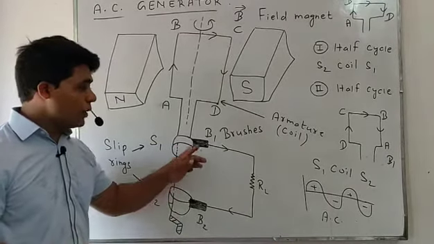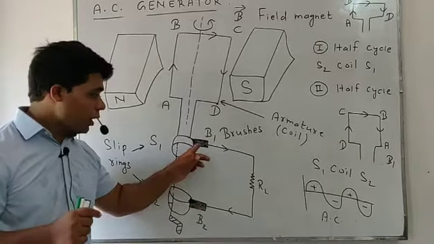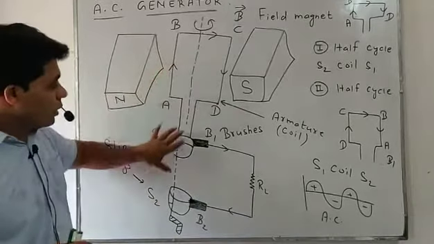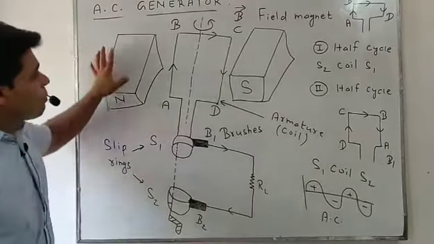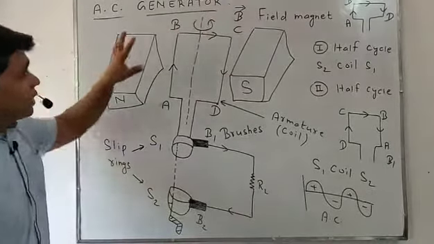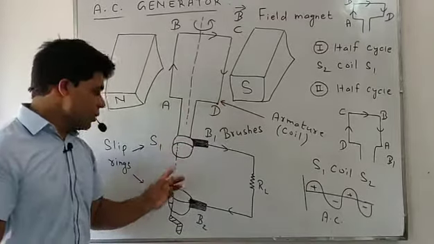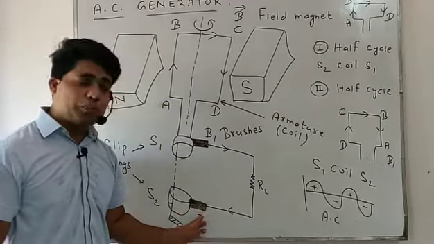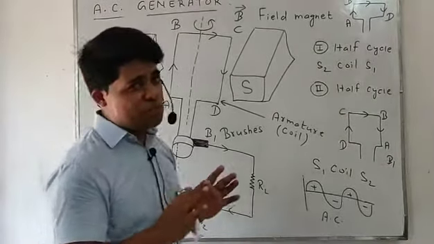And then the fourth part is B1 and B2, flexible brushes made of graphite, okay, which provide the connection with the external load resistance RL. So that is the basic conception of an AC generator: armature coil, magnetic poles, slip rings S1, S2 made of brass, graphite brushes B1 and B2, and external load resistance.